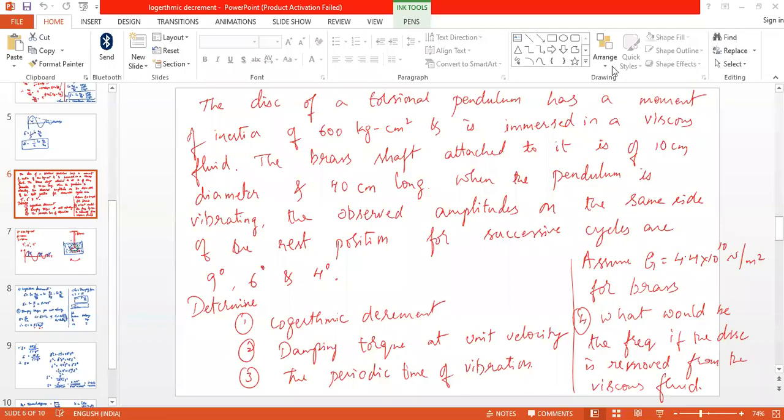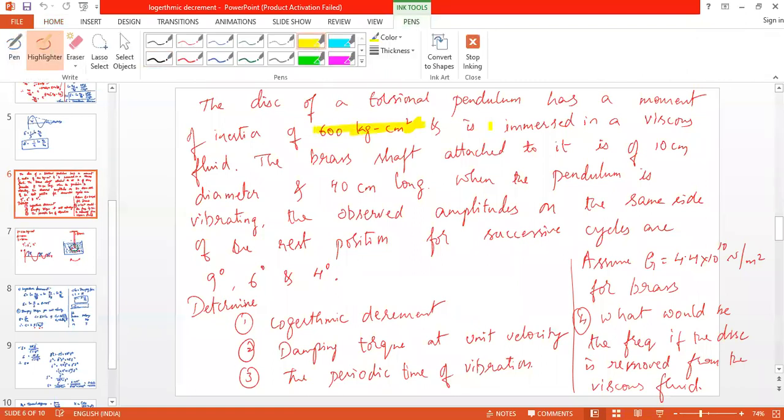The disc of a torsional pendulum has a moment of inertia of 600 kg cm², and it is immersed in a viscous fluid. The brass shaft attached to it is of 10 centimeter diameter and 40 centimeter long. When the pendulum is vibrating, the observed amplitudes on the same side of the rest position for successive cycles are 9 degrees, 6 degrees, and 4 degrees.